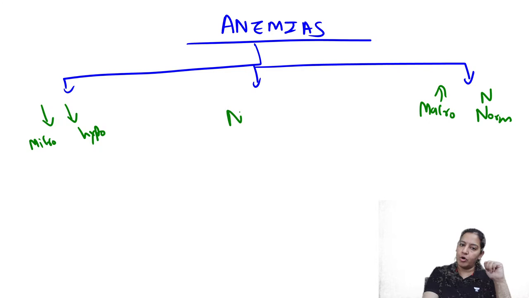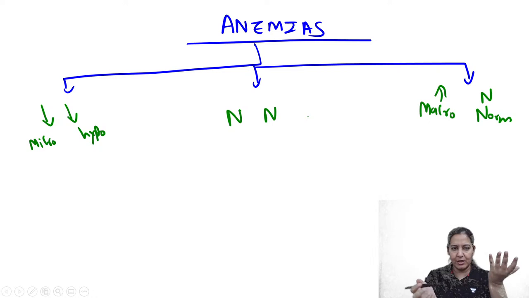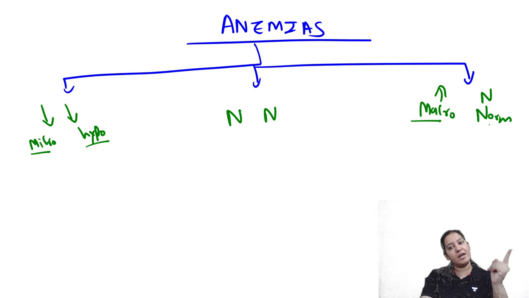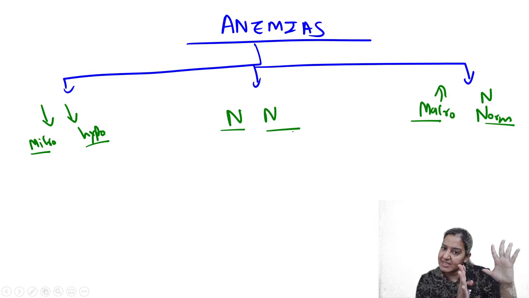Both are normal. So first comment on size, then comment on color. It is a rule. So microcytic hypochromic, first size, then color. Macrocytic normochromic, first size, then color. Normocytic normochromic, first size, then color. Cytic is size, chroma is color. I guess everyone of you got it.